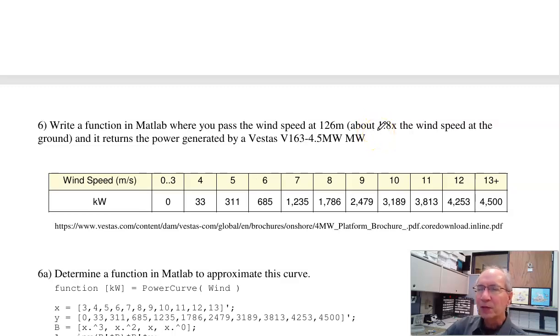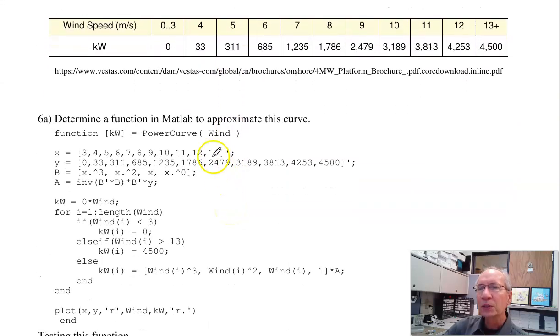Okay, so let's come up with a function. Given wind speed in meters per second, what's the kilowatts? Well, two parts are really easy. I'm going to pass the data. At each data point, I'll do this mapping. If the wind speed is less than 3, the power is 0. If it's more than 13, the power is 4,500. In the middle, I've got this data.